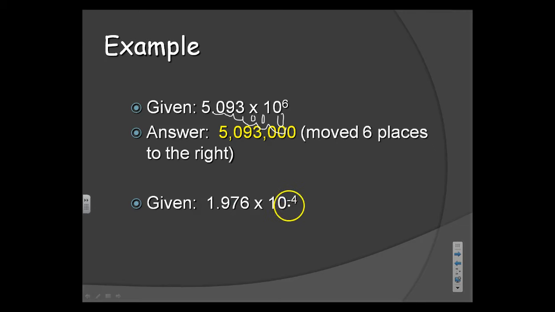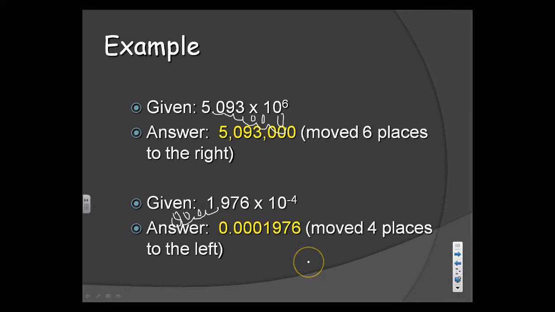Here we have a negative exponent. That means this is a small number, so I'm going to move the decimal so that I end up with a small number. I'm going to move it 4 times. 1, 2, 3, and 4. And again, you would fill in all those spaces with zeros. And so your answer would look something like that.